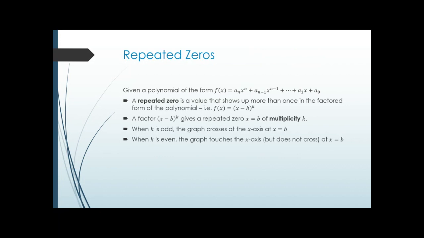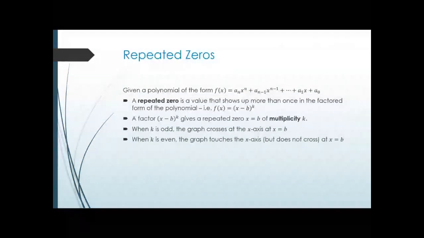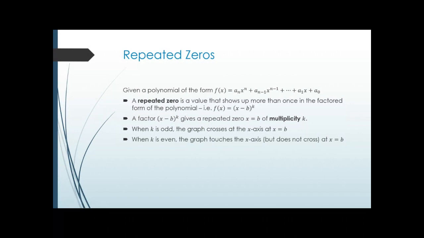So, repeated zeros. It's possible that you have a number that shows up more than once. Like you might be factoring and you have a factor that shows up more than once, and so we call that a repeated zero. So it's usually the form, yeah, go ahead.